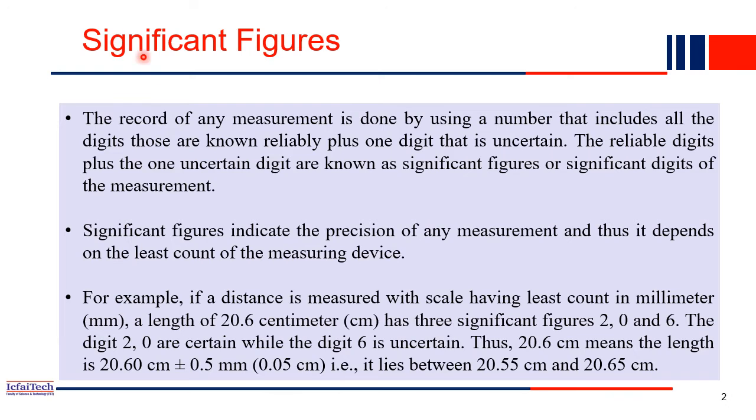So what do you mean by significant figure? As I mentioned, the record of any measurement is done using a number that includes all the digits that are known reliably plus one digit that is uncertain. What is the meaning of this?